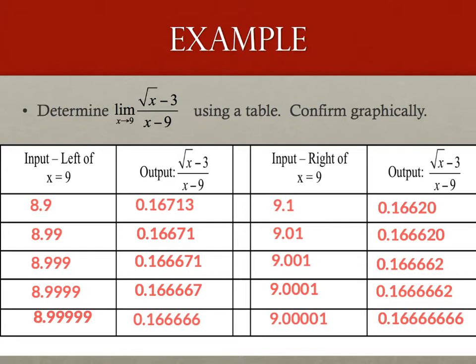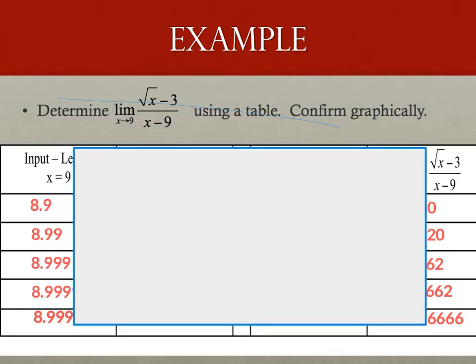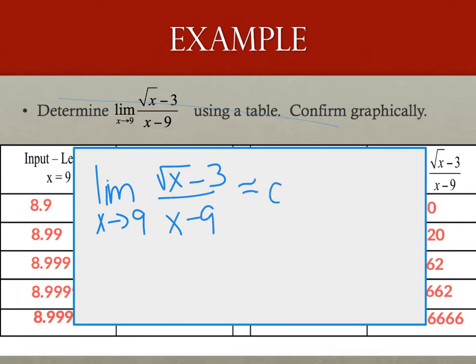So putting all this together, what we can say is the following. Let's try this one more time. All right, get my little box here. We will say then that the limit as x approaches 9 of (√x − 3)/(x − 9) is 0.1666 repeating.